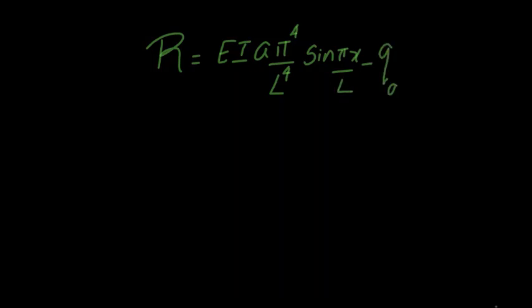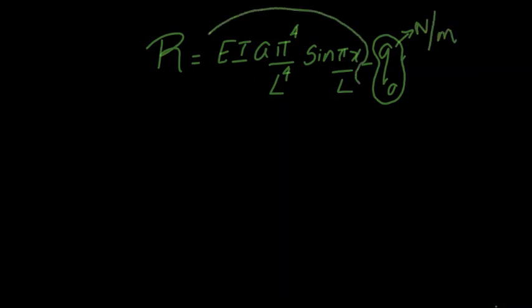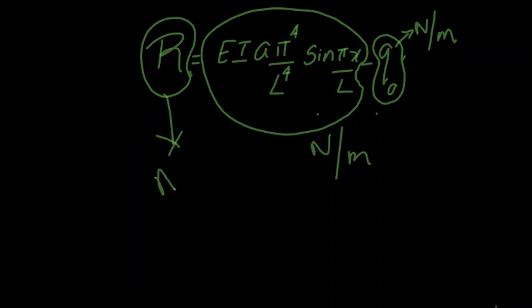What is the physical meaning of this residual? What is the unit here? Q here is Newton per meter. If this is Newton per meter, then this unit should also be Newton per meter, so that you can add or subtract these two. If these two are in Newton per meter, then the residual should be in Newton per meter, which means, I'm just giving you a clue, a residual has its unit as Newton per meter, which means it is analogous to rate of loading. It is something that is similar to rate of loading.